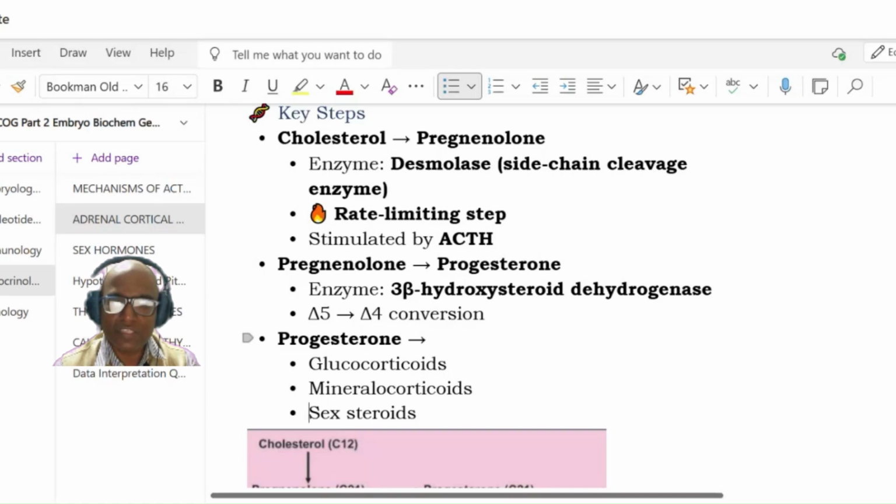Now this progesterone will further form the glucocorticoids, mineralocorticoids, and sex steroids. So these are the final products. So the mother of all is this progesterone. The basic is pregnenolone, and for this pregnenolone, the raw material is cholesterol. This is what you should remember.